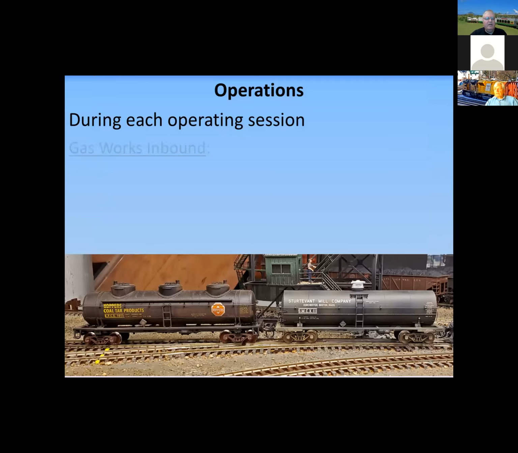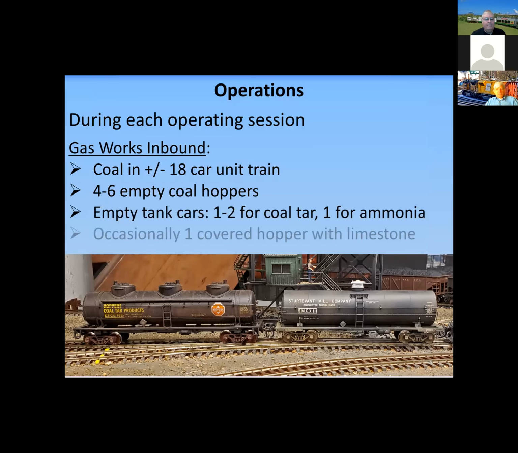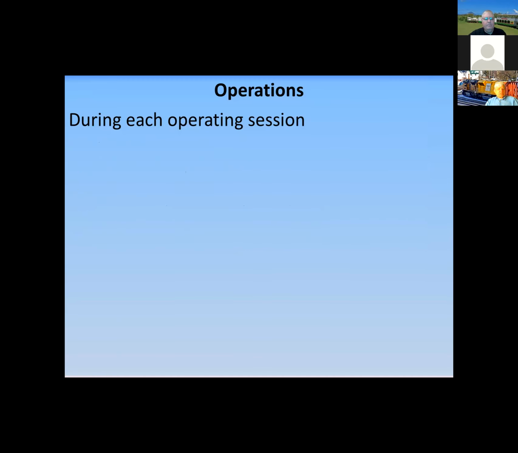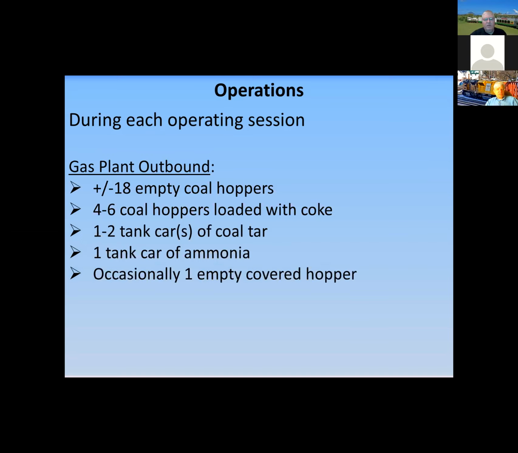So during each operating session, inbound, it's an 18-unit car coal train that comes in, about 4 to 6 empty coal hoppers, empty tank cars, 1 to 2 for coal tar and 1 for ammonia. And occasionally a covered hopper comes through with limestone. Outbound, the 4 to 6 coal hoppers are now loaded with coke, 1 to 2 tank cars of coal tar, and a tank car of ammonia, and occasionally that empty covered hopper.